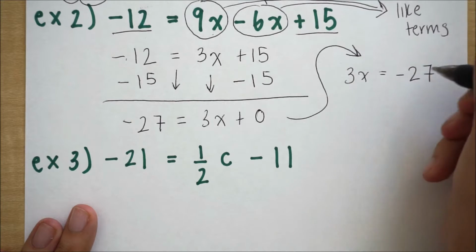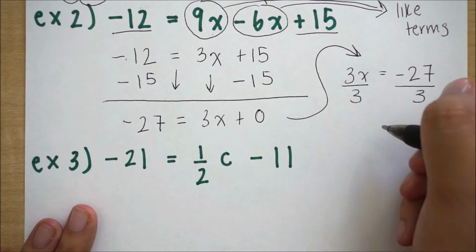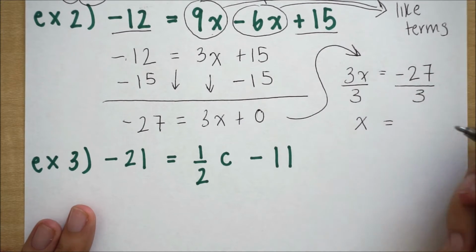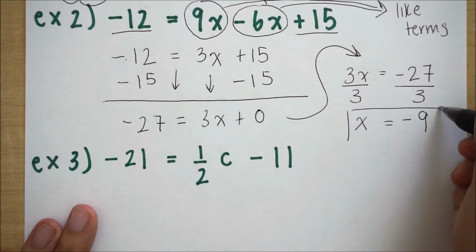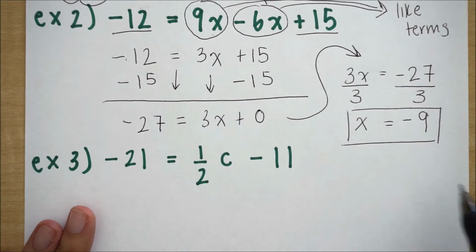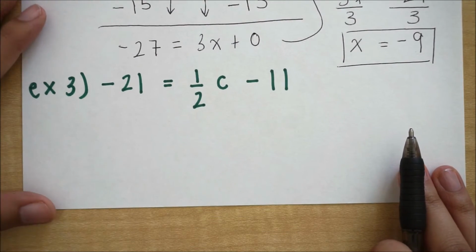But we still haven't isolated the variable. So we're going to do that by dividing both sides of the equal sign by 3. So x is equal to negative 9. A negative number divided by a positive number is equal to a negative answer. You can go ahead and plug it back into the equation wherever x is displayed.